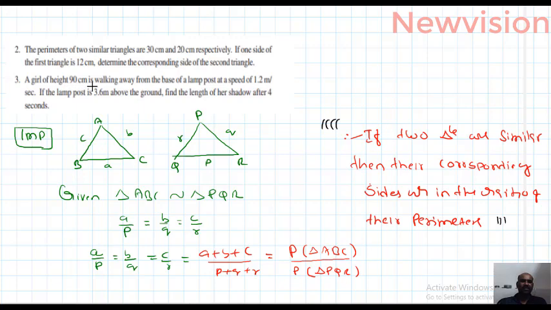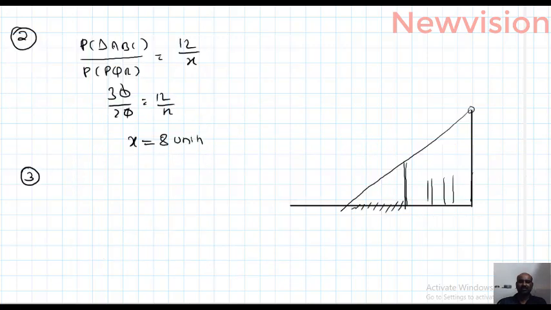Okay, first of all I will read the question. A girl of 90 centimeters is walking away from the base of the lamp post at the speed of 1.2 meters per second. The lamp post is 3.6 meters above the ground. Find the length of her shadow after 4 seconds. Interesting problem. So students, initially the girl is at this point. Initially she is walking, automatically her shadow will change. So after 4 seconds we want to find the length of her shadow.